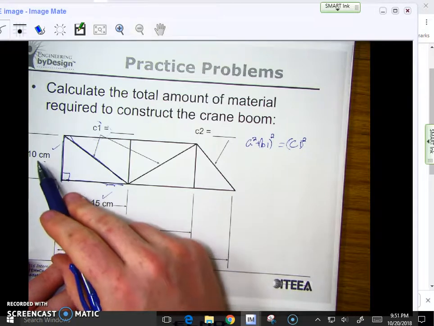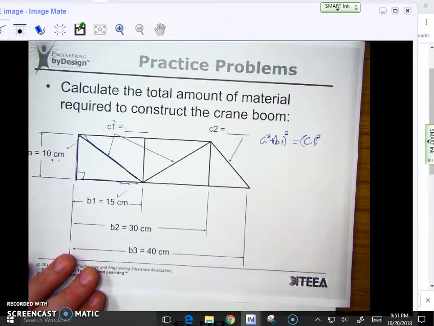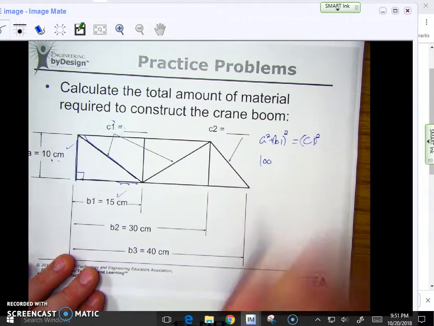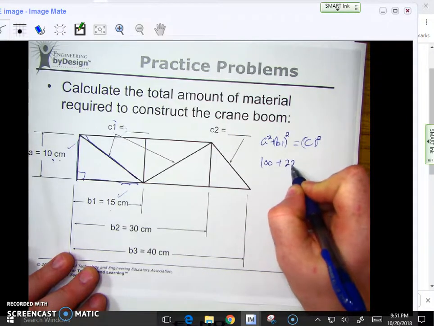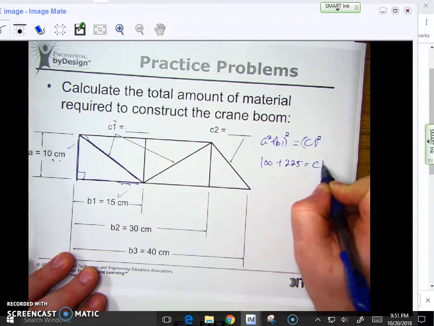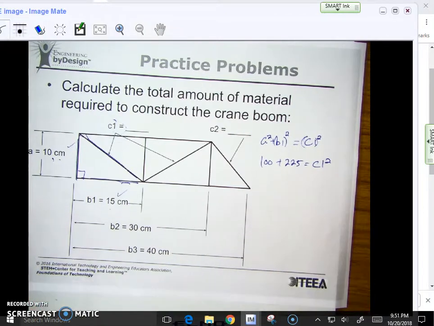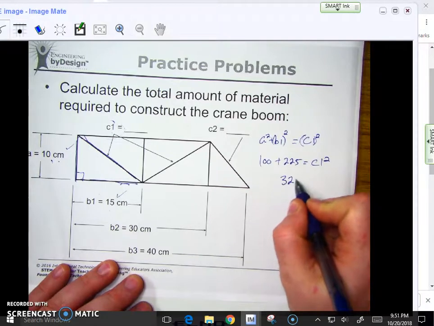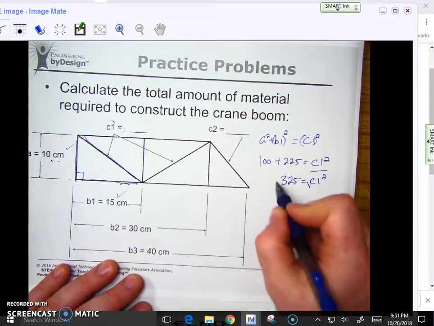And so, just to run through the arithmetic real quick, a is 10, and we know 10 squared is 100. b1 is 15, we just did that. 15 squared is 225, equals c1 squared. 100 plus 225, 325. And of course, we know now how to undo the squared. It was using the square root.